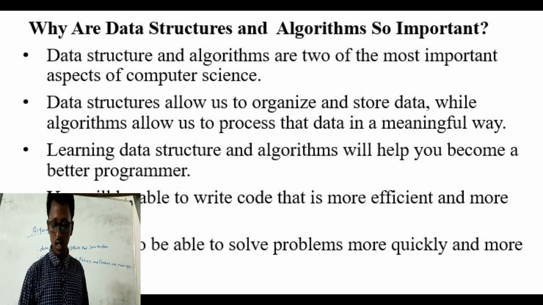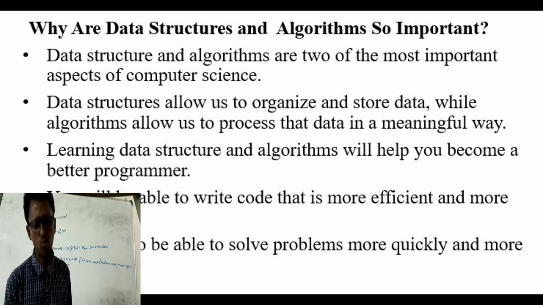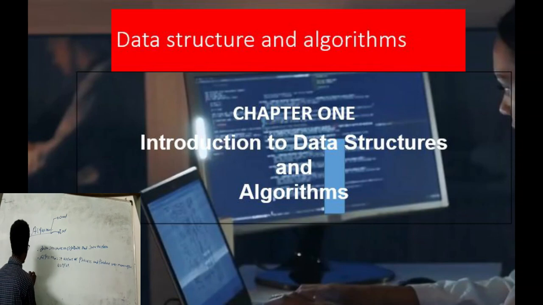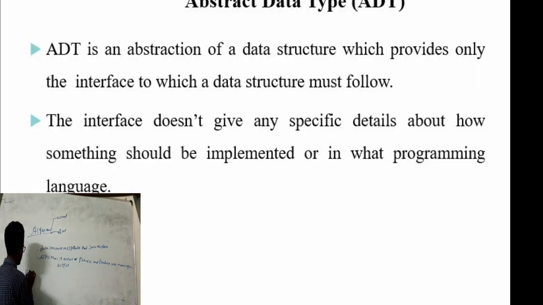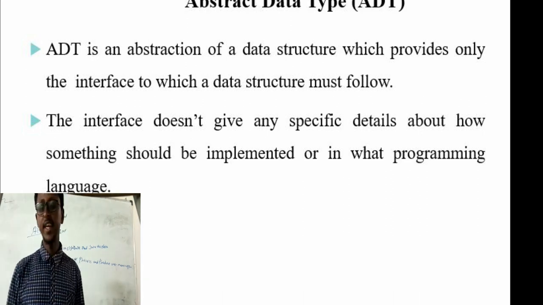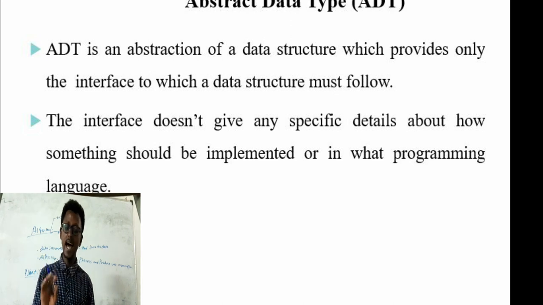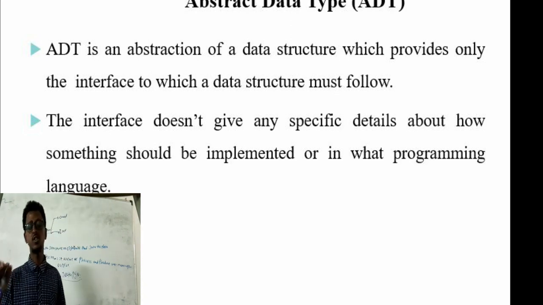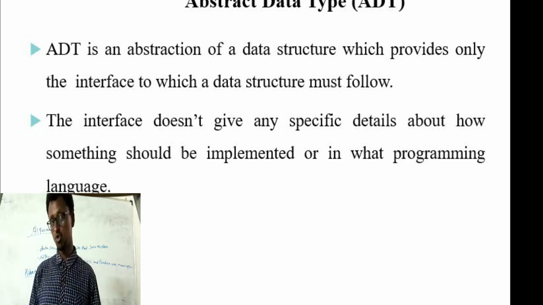So the next one is, what is an abstract data type? Starting by defining it: an abstract data type is an abstraction of a data structure which provides only the interface to which the data structure must adhere.